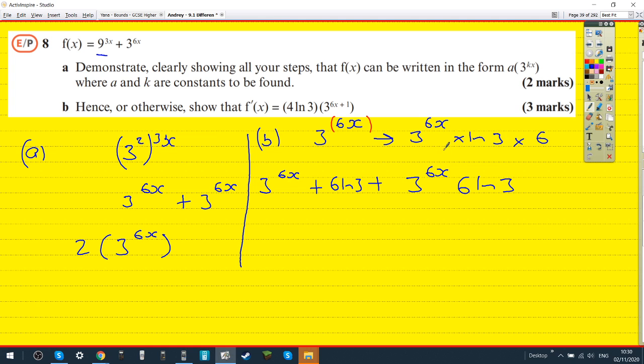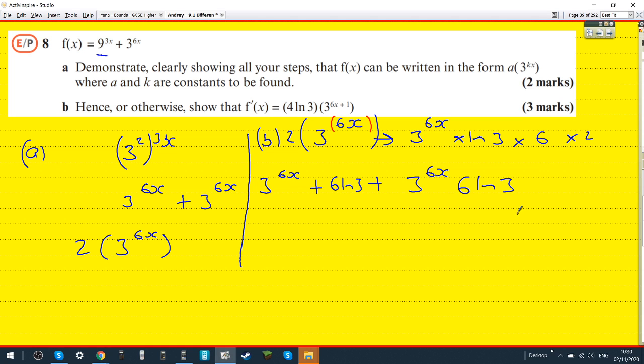How do you make it look like there? You write equals 4 ln 3 to the 6x plus 1. If you were absolutely stuck, you would do that. How would I do this?